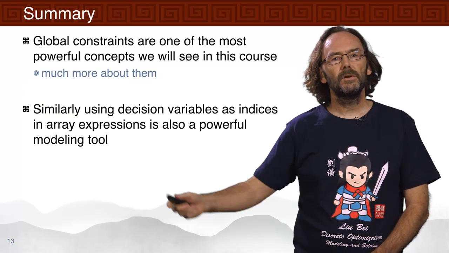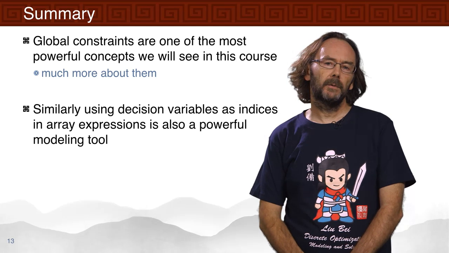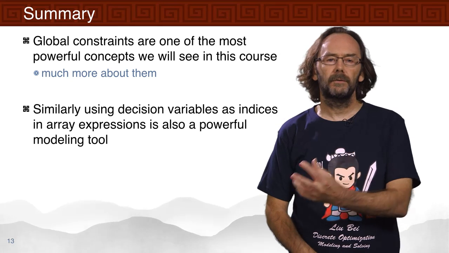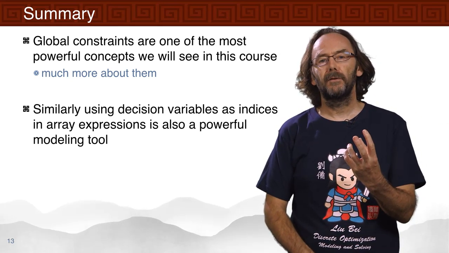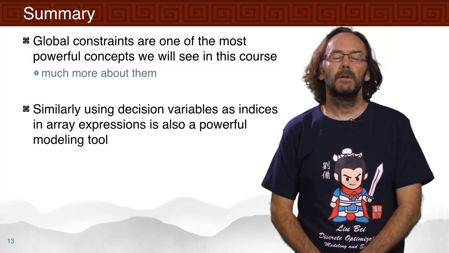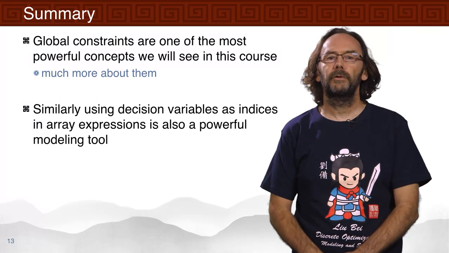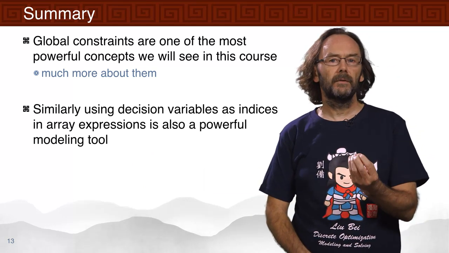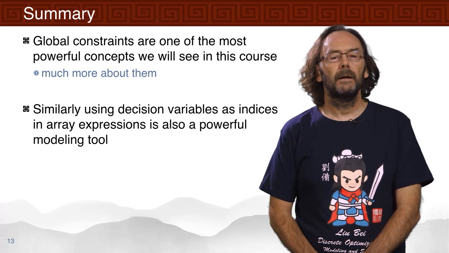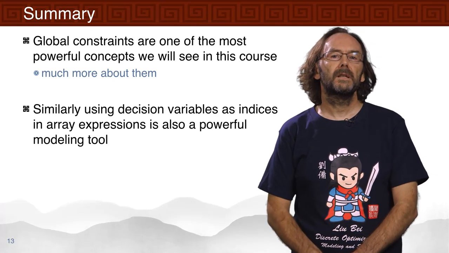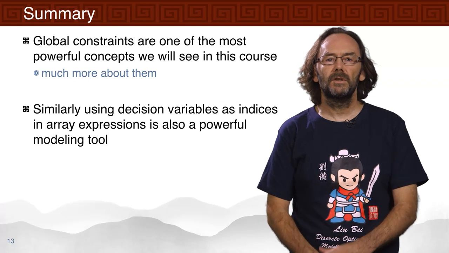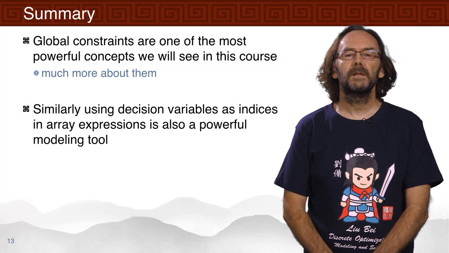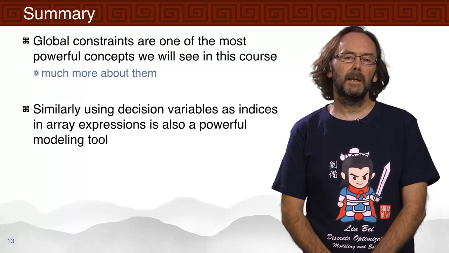In summary, we've introduced global constraints. That's one of the most powerful concepts we'll see in this course. It's a way of recognizing and naming combinatorial substructure, which occurs frequently in many problems, and giving that information to the solver to allow it to do the best job it can on that particular combinatorial substructure. Another powerful modeling approach we've seen here is the ability to use a decision variable as an index into an array expression. This will allow us to build very, very complex constraints by building up arrays and using decisions to look into those arrays to find the appropriate part that we need for the model. Here we're just using a very simple example, but we'll see much more complicated uses of this later on.